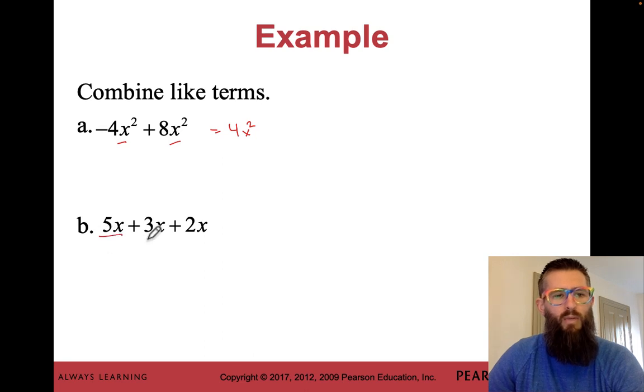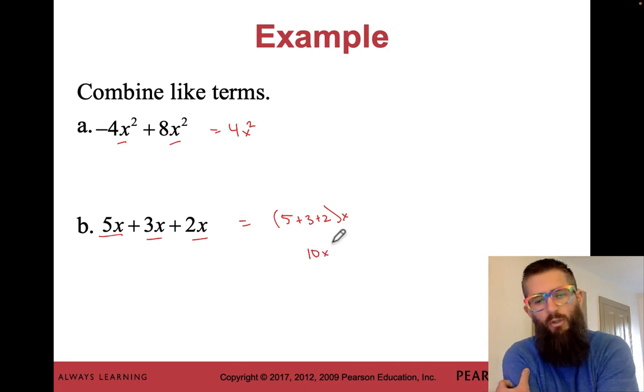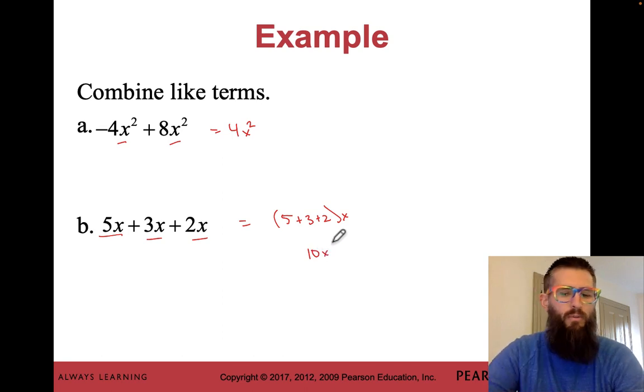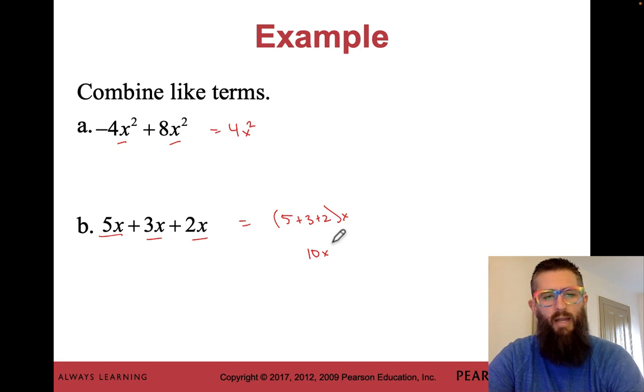Now in part B, we have three terms, 5x plus 3x plus 2x. All three of those variables are the same, so it's going to be 5 plus 3 plus 2, all times x, which is going to be 10x. So again, once you identify that the terms have the same variable, all you need to do is add the numerical coefficient.